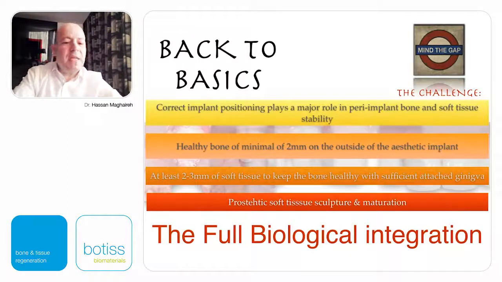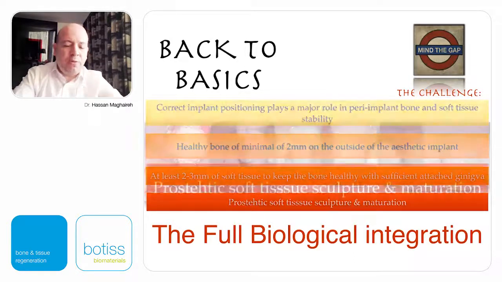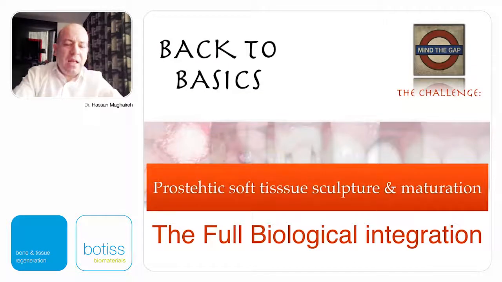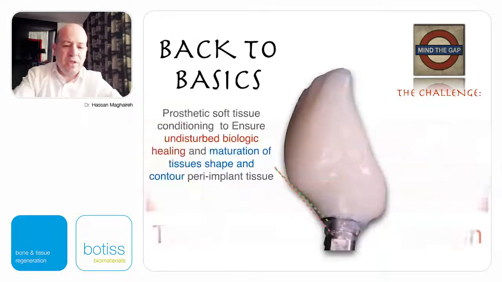But we also mentioned the importance of the prosthetic soft tissue sculpture and maturation, which is something you can do ideally at the temporization stage. I wouldn't wait till the final stage. Now, this is something you should work on in the provisional crown stage. And this is what I meant by prosthetic soft tissue sculpture and maturation.